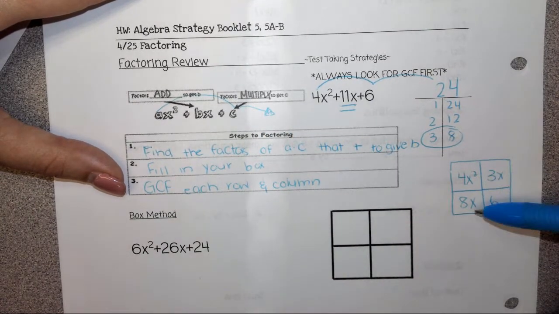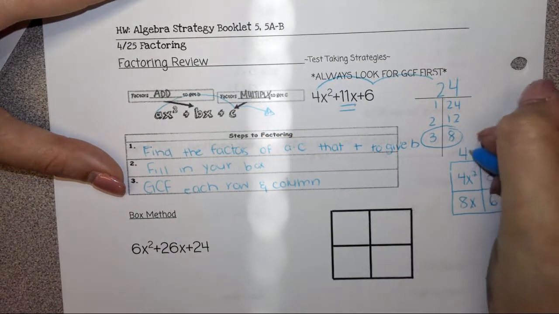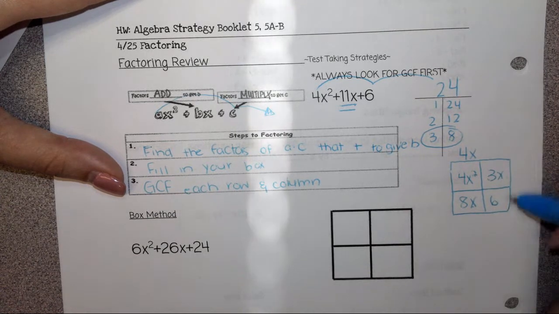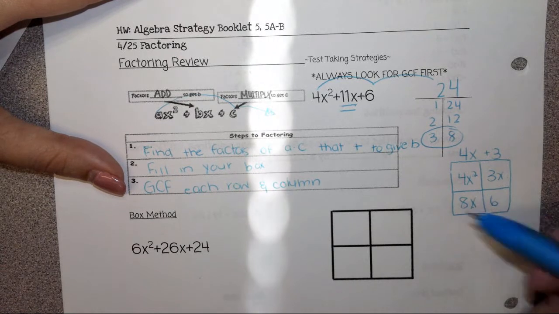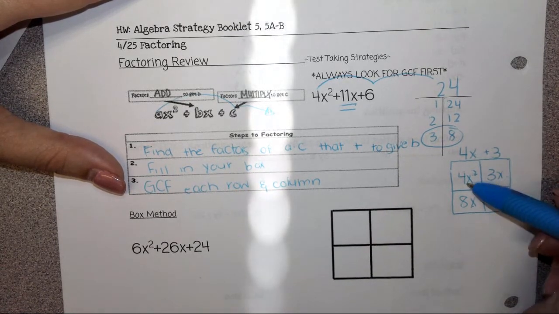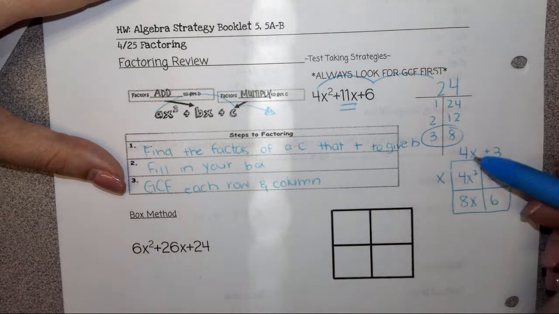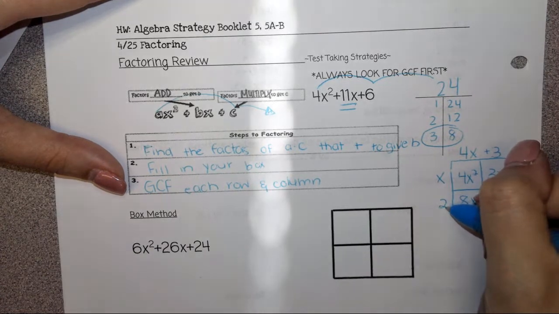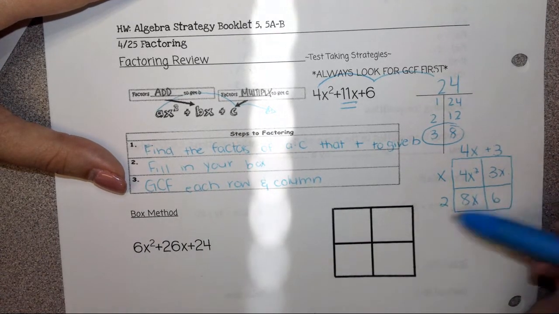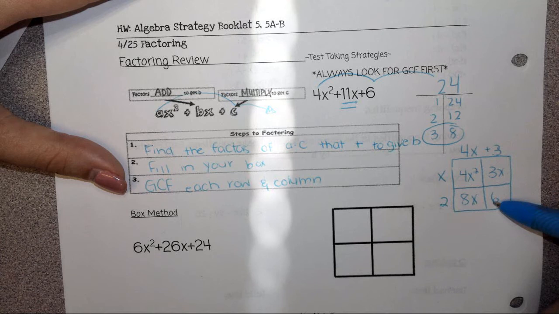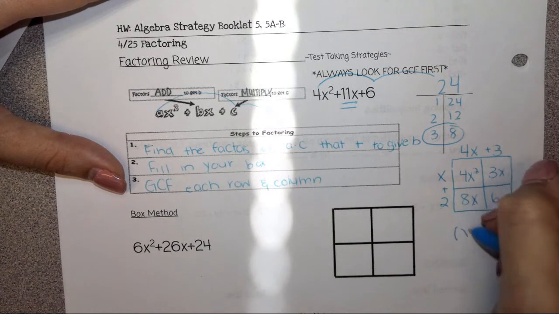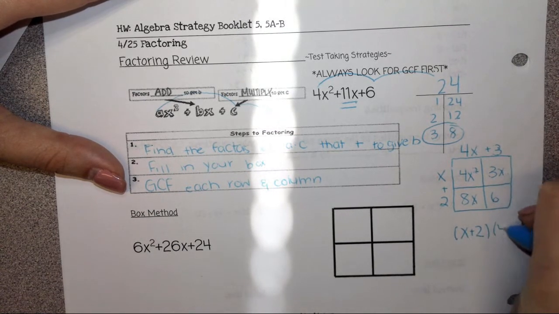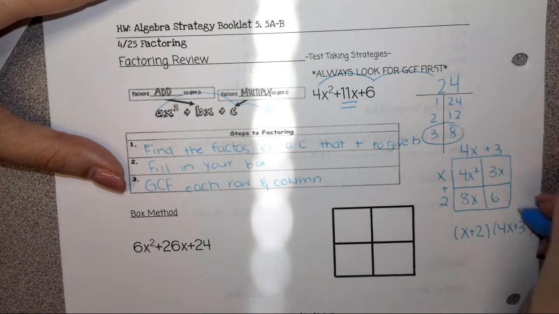So here, out of a 4x squared and an 8x, I can take a 4 and an x. Out of a 3x and a 6, I can take a 3. And we could go this way, or you can also see what's missing. For a 4x, to get this, I just need an x. A 4x to get an 8x, I just need a 2. And yes, that is the GCF. 3 times 2 is 6. 4 times 2 is 8. All works out. So your factors are x plus 2 and 4x plus 3.